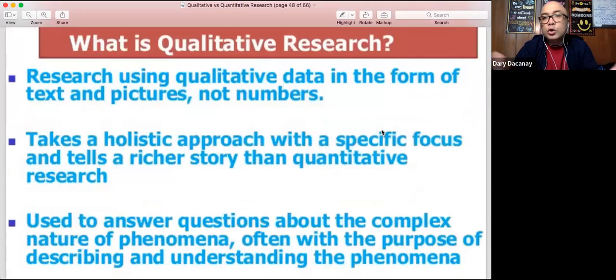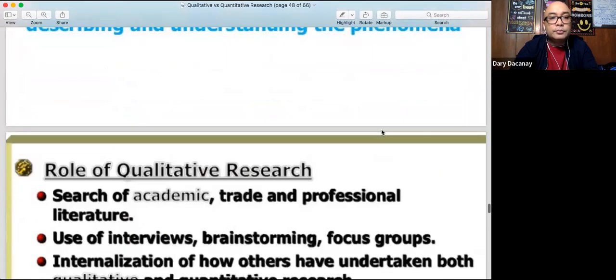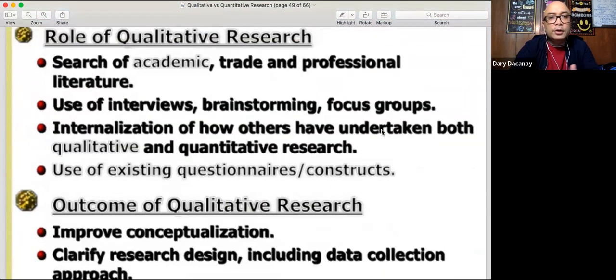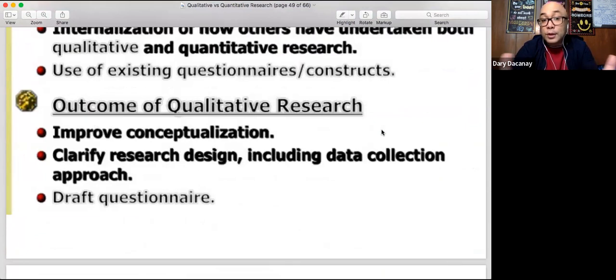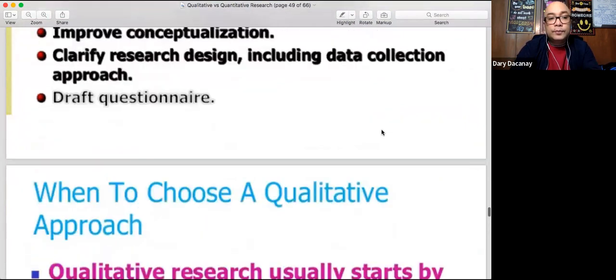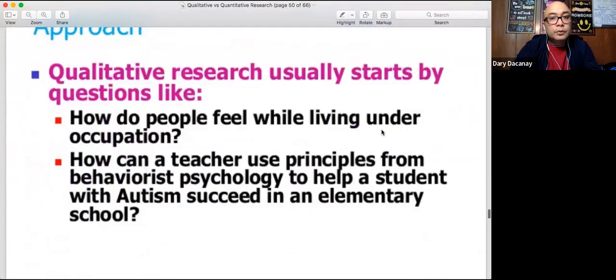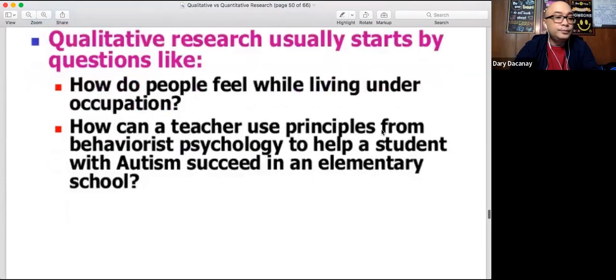Okay, the role of qualitative research. The outcome is to improve conceptualization and clarify the research design, including the data collection approach. It starts with questions like, how do people feel while living under occupation? How can a teacher use principles from behaviorist psychology to help a student with autism in an elementary school? So, how?